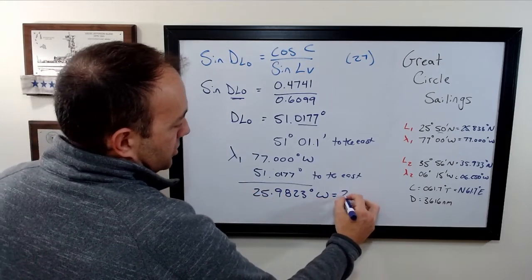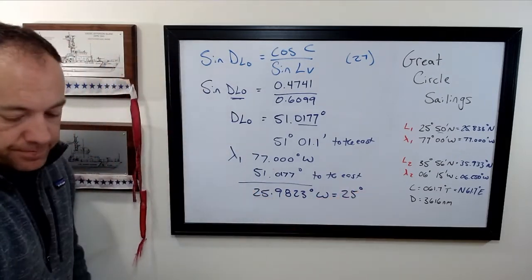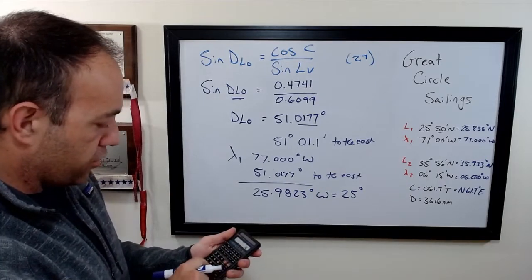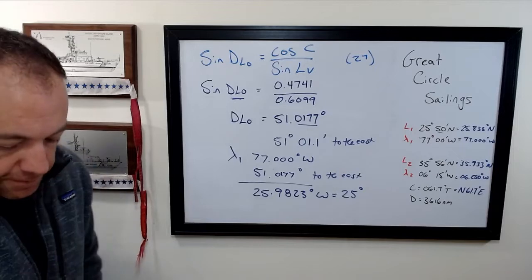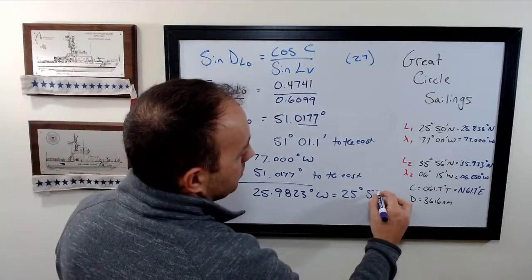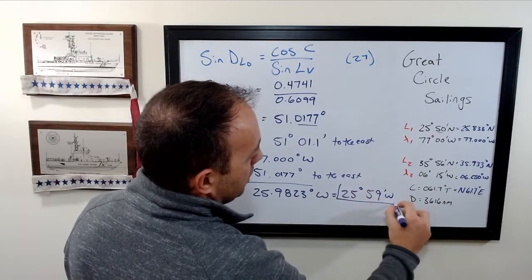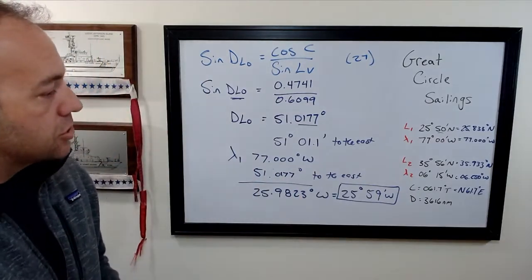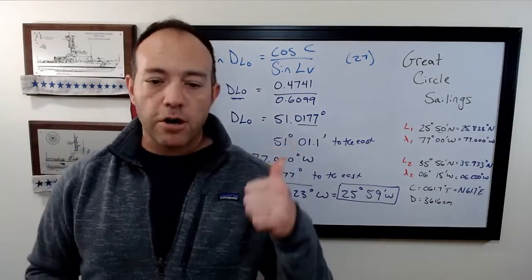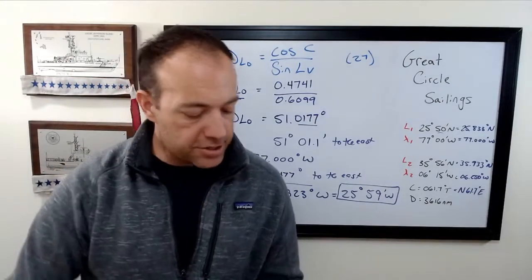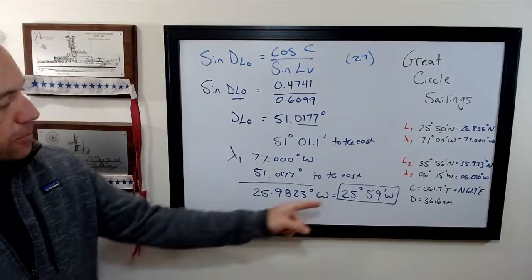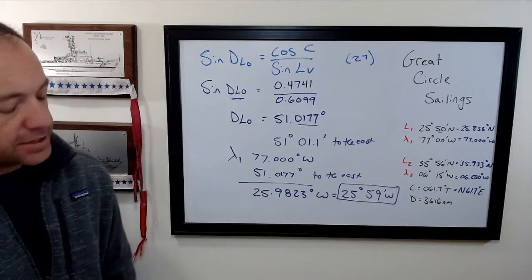West longitude, which is equal to 25 degrees and 59 minutes west longitude. Now we've got the longitude of the vertex as well. So in the first part of the problem, we did the latitude of the vertex. And John, if you're still watching, that's on your test for sure. In this part of the problem, we got the longitude of the vertex as well.